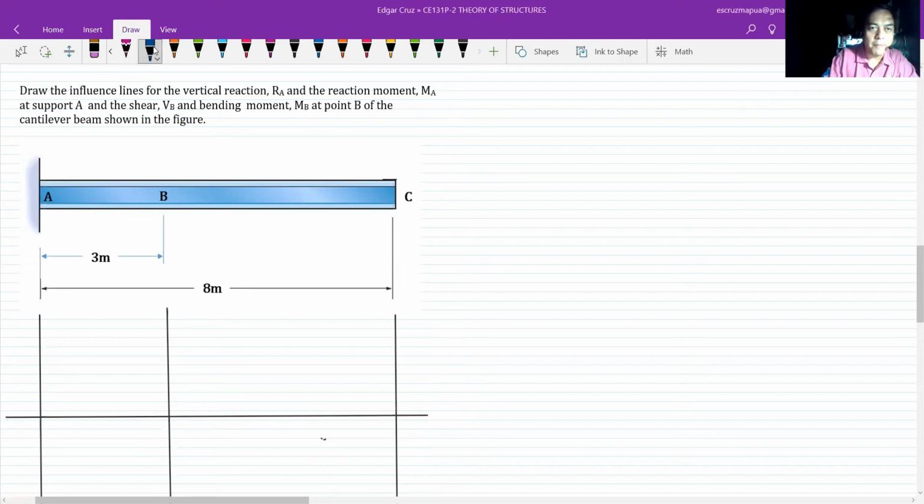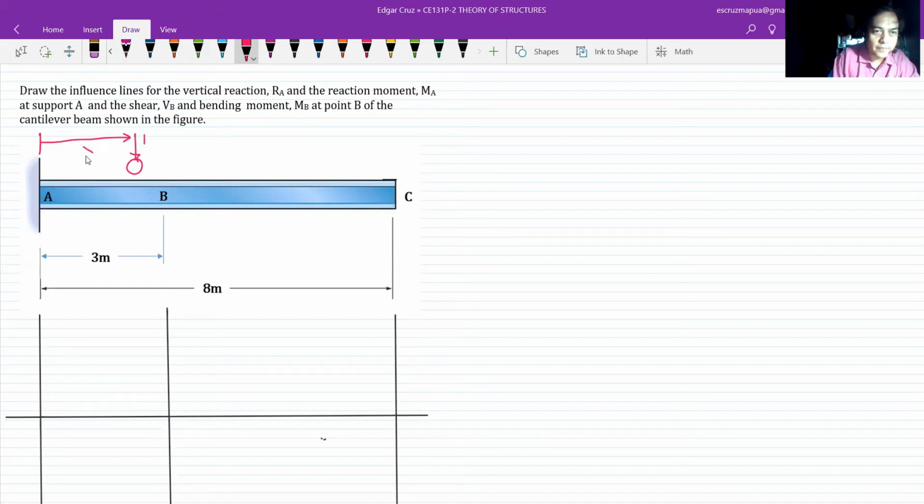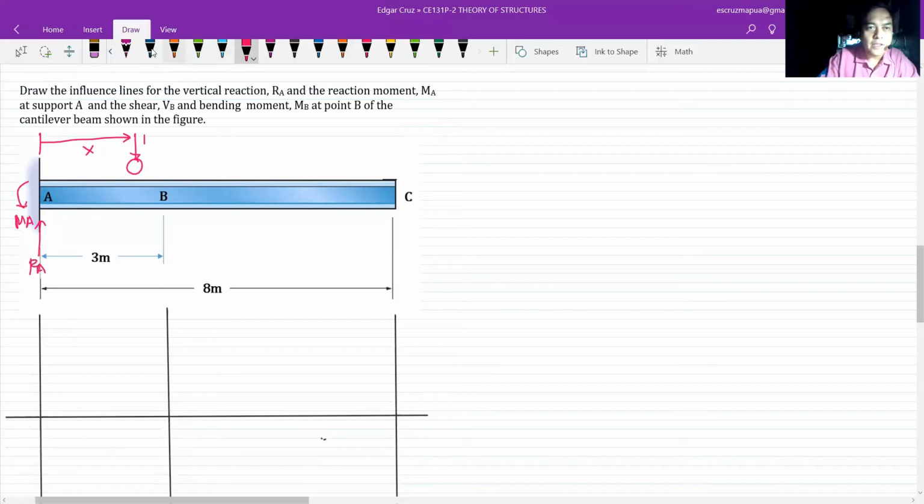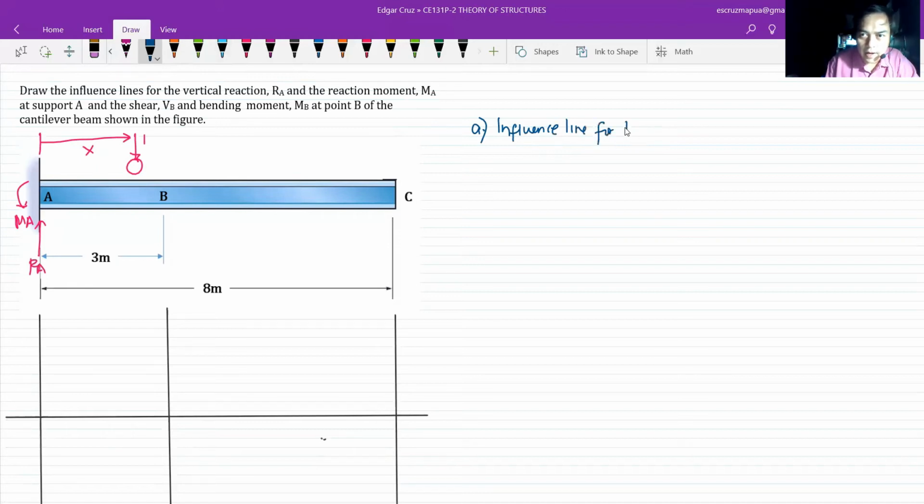Okay, so let's start with the reaction at A. Based on the unit load, let us say that the unit load is applied here at a certain x distance from the fixed support. Of course, it would produce a reaction at A and a moment at A also. Okay, so let's start with the influence line for RA.